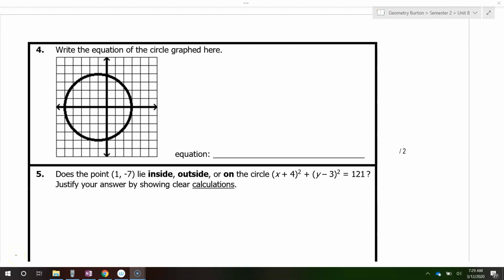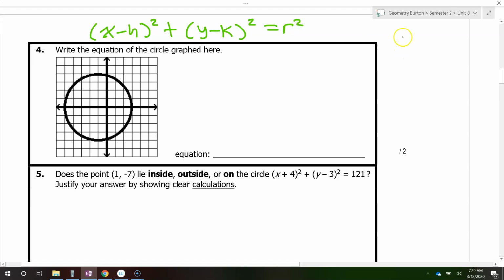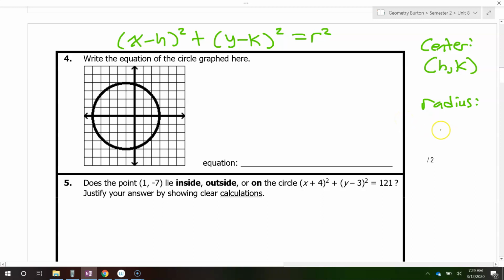In this video, I will show you how to write the equation of a circle given a variety of information. The first thing you need to understand is that the standard form model equation of a circle is (x minus h) squared plus (y minus k) squared is equal to r squared, where the center is (h, k) and the radius, of course, is r. The radius is r.